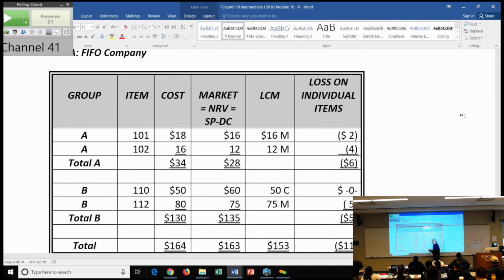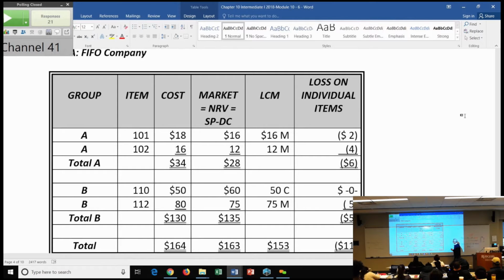Going to Group B, Product 110, cost is 50, market is NRV, 60, so cost is the lower. We don't have any write-down. And then finally, when you look at our last product, 112 in Group B, cost is 80, and market is 75. 75 is lower, so market is NRV, and we have to write that down by 5. So if I took the write-down all the way through on individual items, I would have a loss of $11, or let's say I have 1,000 units, I'd lose $11,000.